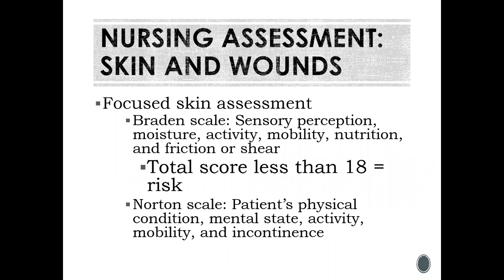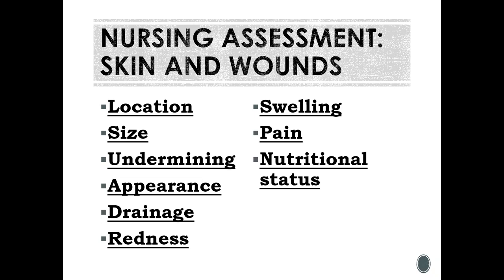And then there's also the Norton scale, which assesses risk based on the patient's physical condition, mental state, activity, mobility, and incontinence. A low score indicates a high risk. Some have suggested that the Norton scale should be modified by adding categories for skin appearance, medication, and nutrition. So when we're assessing the skin and the wounds, this is a great list to go by.